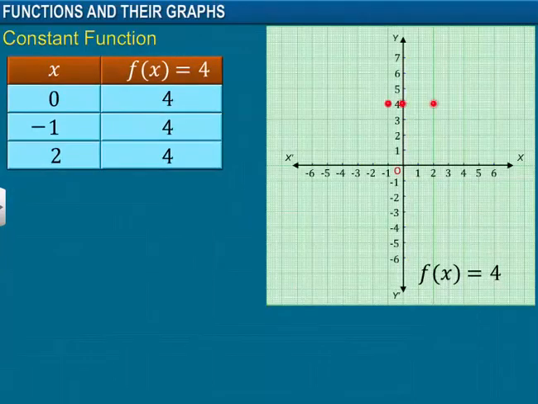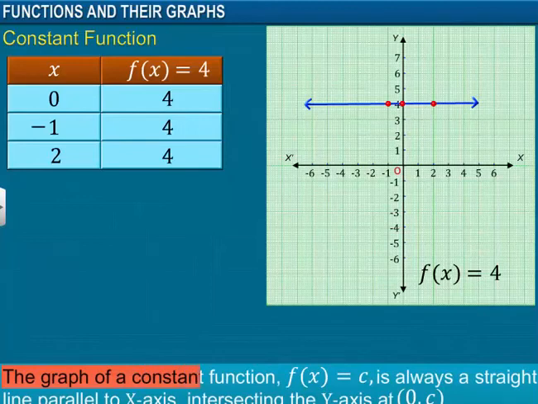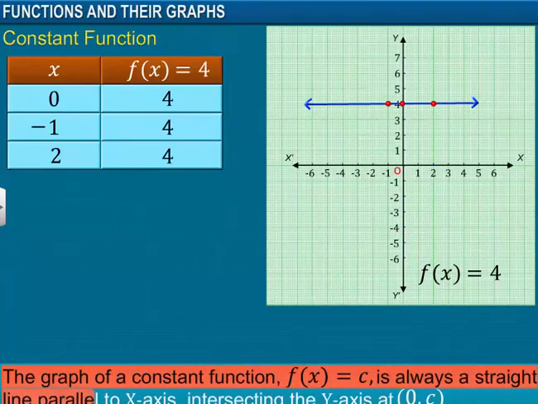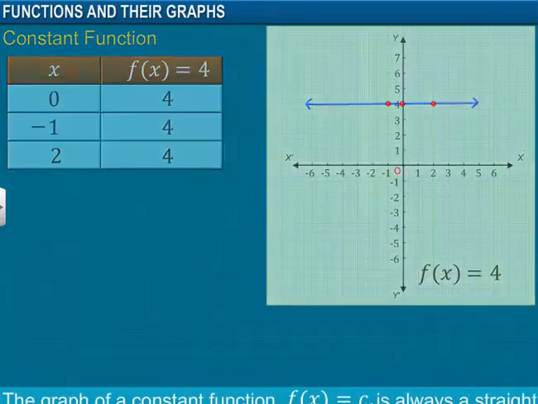On plotting these points on the Cartesian plane and then joining them, we get the graph of the constant function f(x) = 4 for all x belonging to R as shown. Also from the graph, we can conclude that the graph of a constant function f(x) = c is always a straight line parallel to the x-axis, intersecting the y-axis at (0, c). Let's now proceed to the polynomial function.